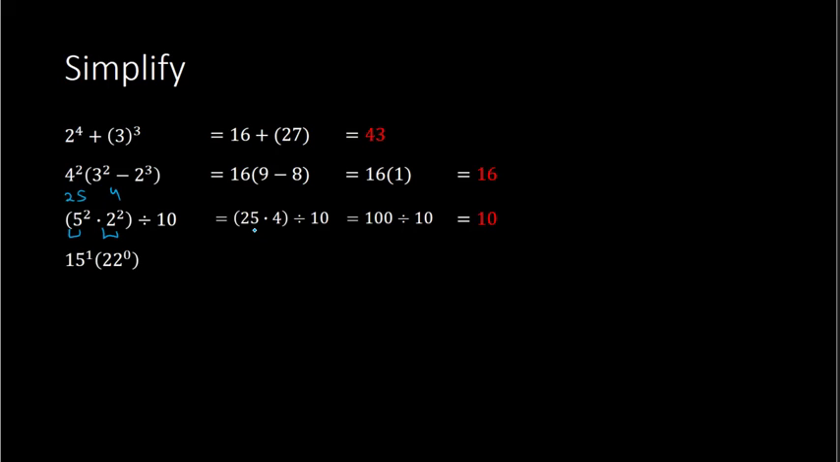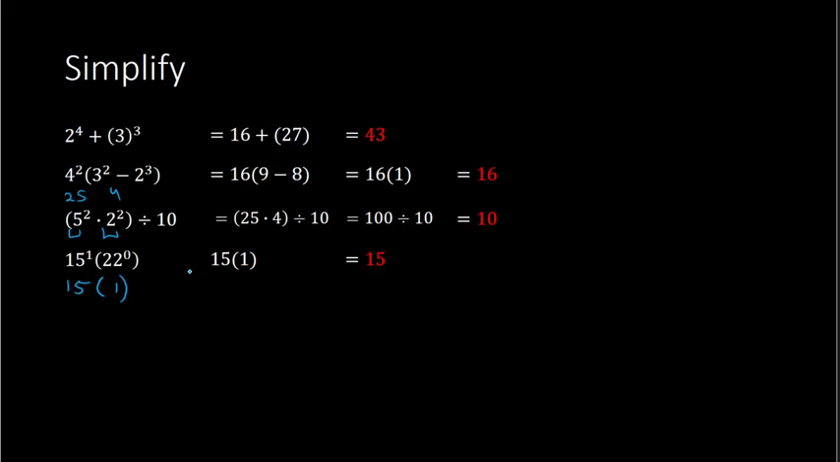Here's another example. We have 15 to the 1st power times 22 to the 0 power. So 15 to the 1st power is just 15. 22 to the 0 power, anything to the 0 power is 1. So we have 15 times 1, which would equal 15.